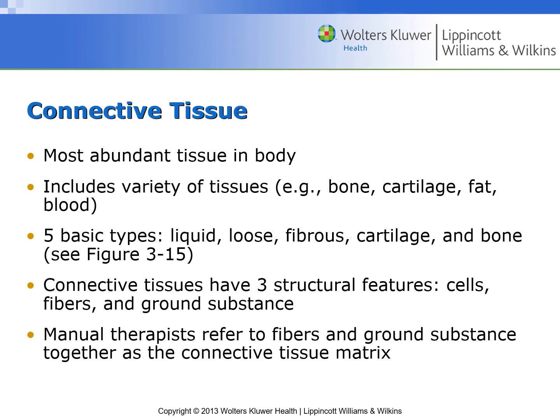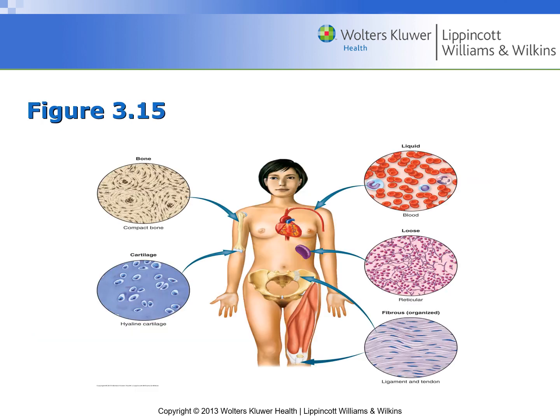Manual therapists refer to fibers and ground substance together as the connective tissue matrix. Figure 3.15 in your textbook illustrates the 5 different types of connective tissue: bone, cartilage, liquid, loose, and fibrous.